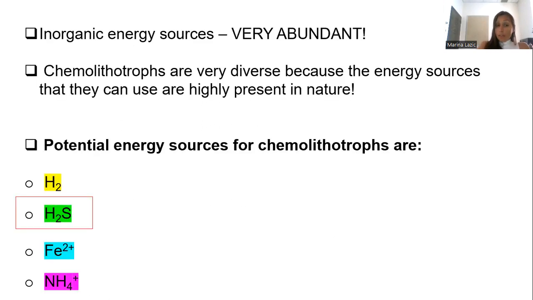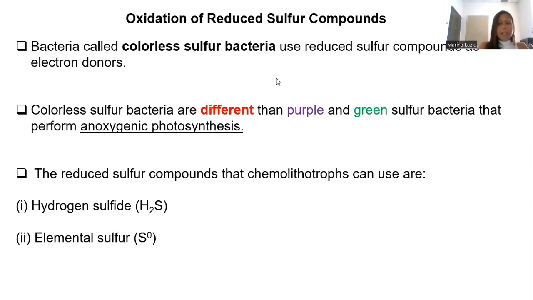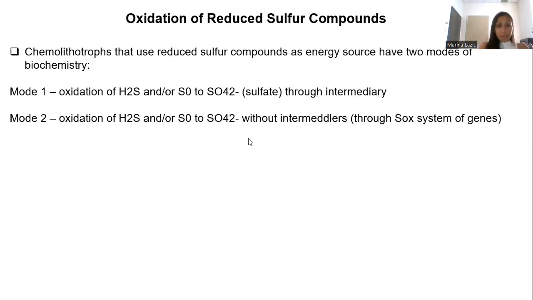In terms of hydrogen sulfide, that is also a very good reduced compound. And the bacteria that use hydrogen sulfide, other than the purple and green bacteria that we covered last class in photosynthesis, are called colorless sulfur bacteria, and they are not the same as anoxygenic phototrophs. They're quite different. They don't need light as energy. In this case, the only source of energy is hydrogen sulfide, or they can use elemental sulfur, which they usually store as granules. So they are similar to anoxygenic phototrophs, but they are a different type of organism.